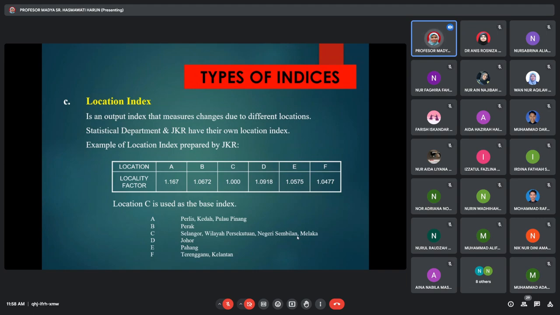Okay, now Alif, which is the highest, which is the lowest, Alif? Yes, madam. Which locality factor is the highest, which is the lowest? The highest and the lowest. The lowest is F, madam. The highest is F. The highest, the lowest. The highest is A, the lowest is C.